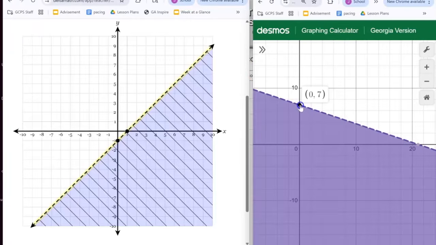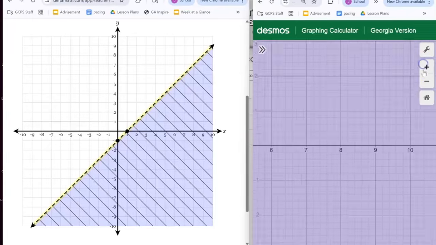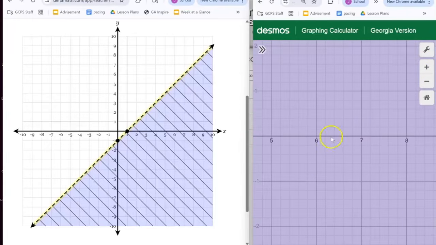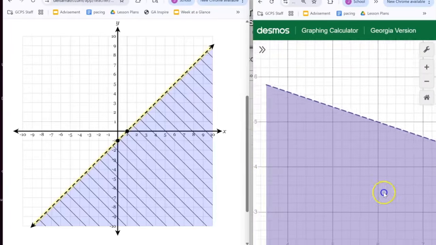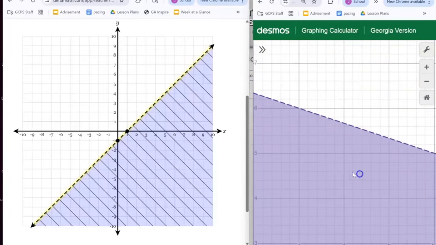Let's see if it has some good points. Okay, these are some good points, but again, you're not going to get good points all the time. So I am going to show you with this one. So once again, you're going to zoom in until it's going up by 1. So you can see 5, 6, 7, 8. So that's going up by 1. Then you're going to look at the line. So you see me moving around to where I see the line.